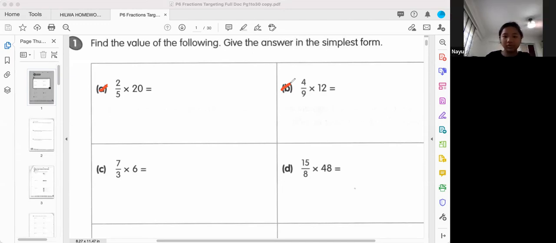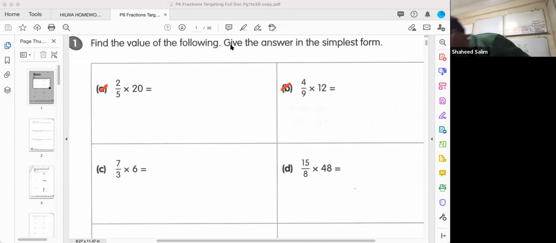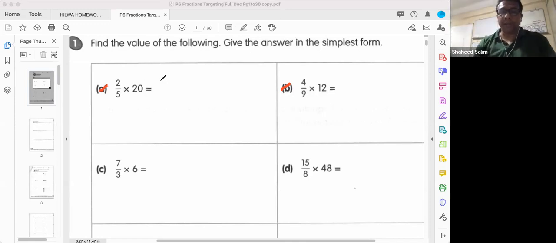Not sure. Okay. So let us do one by one. Down here now, we copy the same thing, 2/5. We copy the times. Now, for any whole number, you can just put over one. It's the same thing. So we put over one down here.